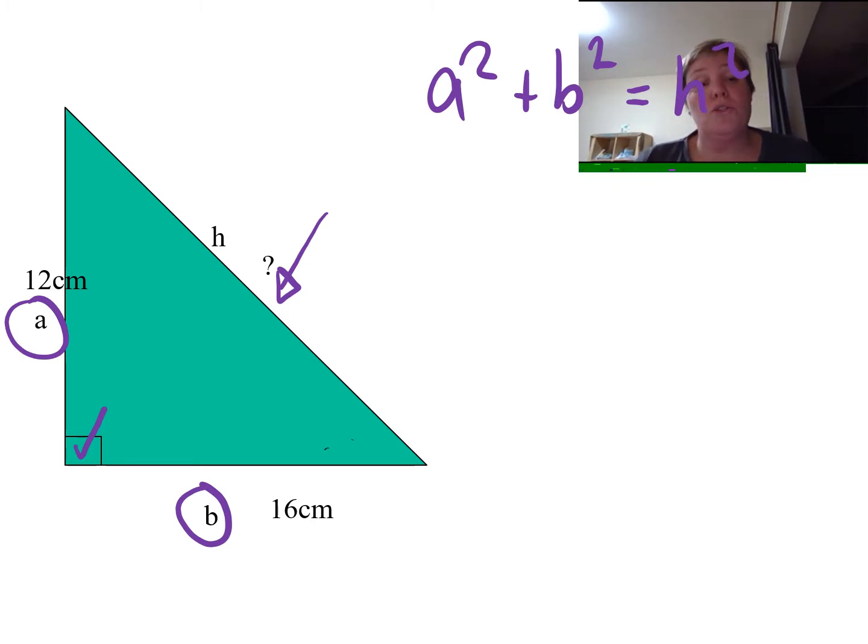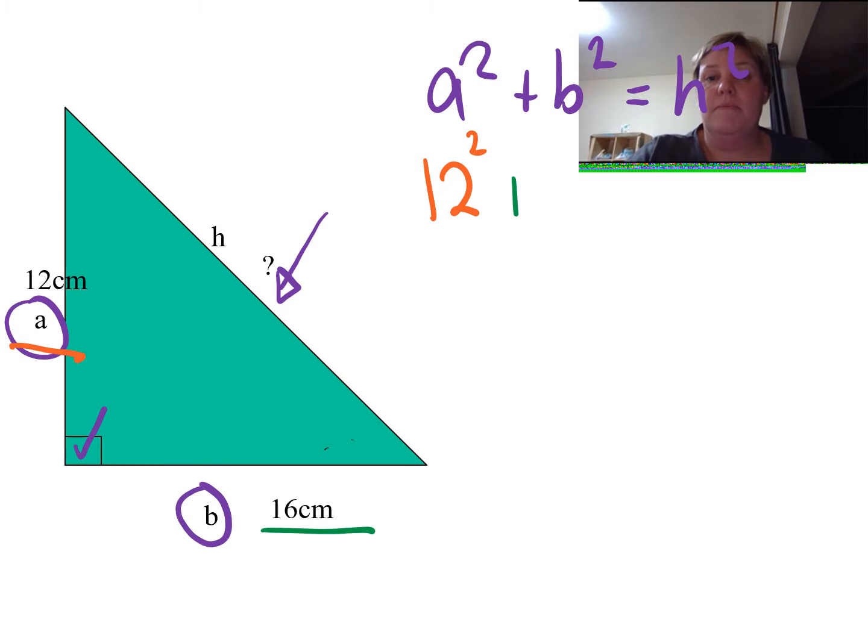I'm now going to insert any numbers that I know into that theorem. I know from this diagram that A is 12 centimeters. I'm not going to worry about the centimeters, I'm just going to use the 12. So there we go, I've got 12 and I'm going to square it like in the theorem. The B side here I know is 16 centimeters. So I'm going to insert the 16 and square it, and I know that that is the hypotenuse squared.